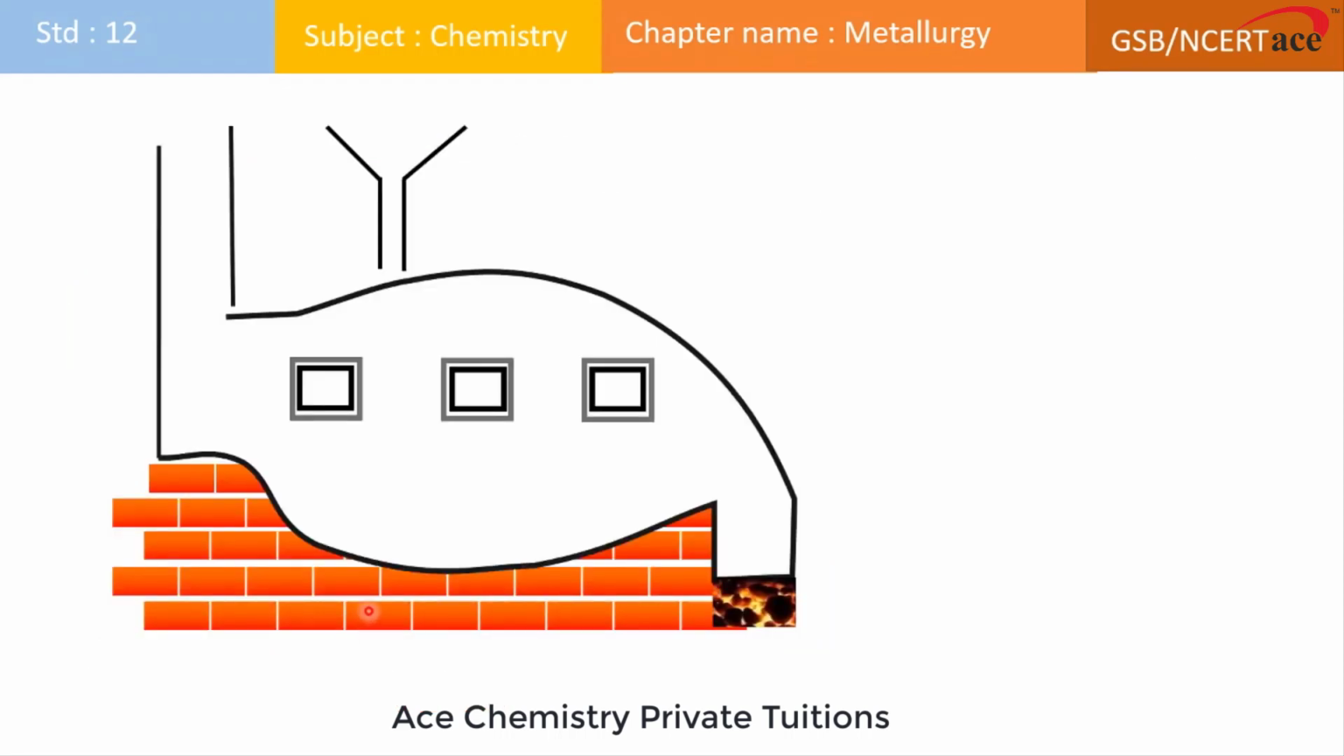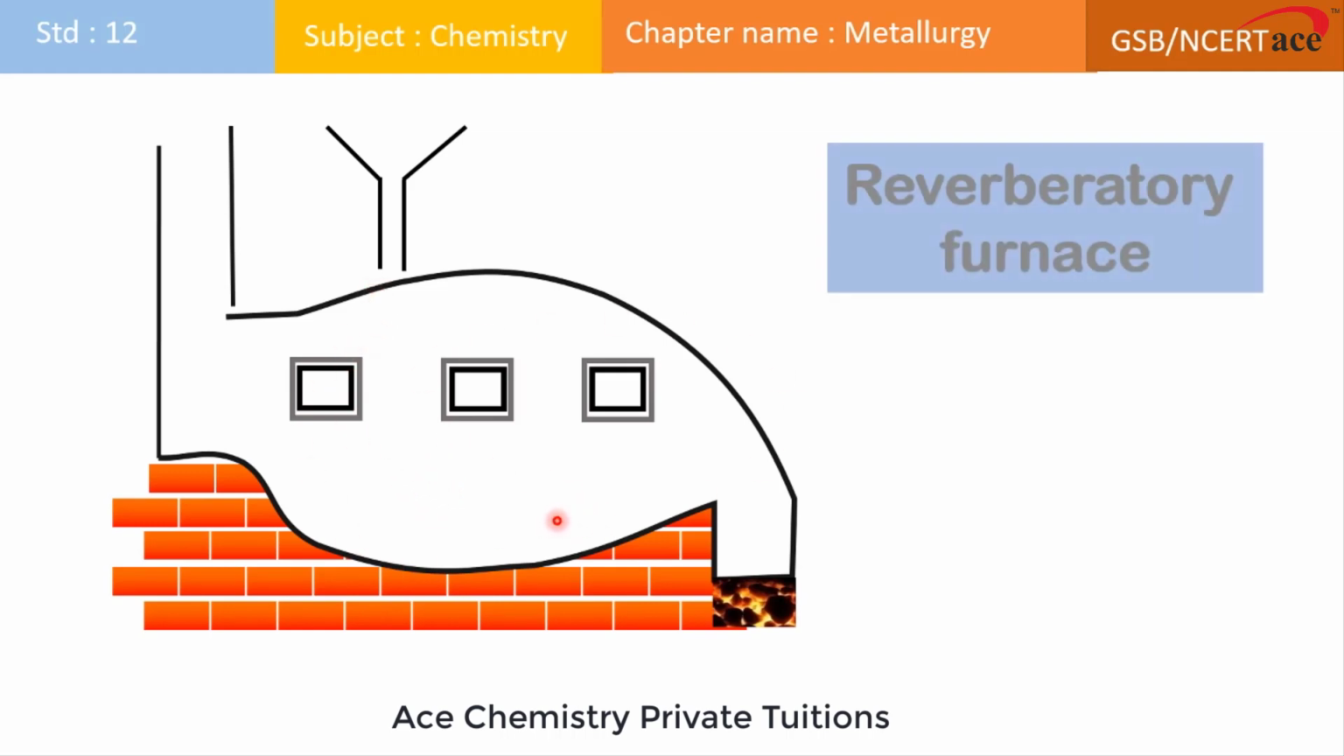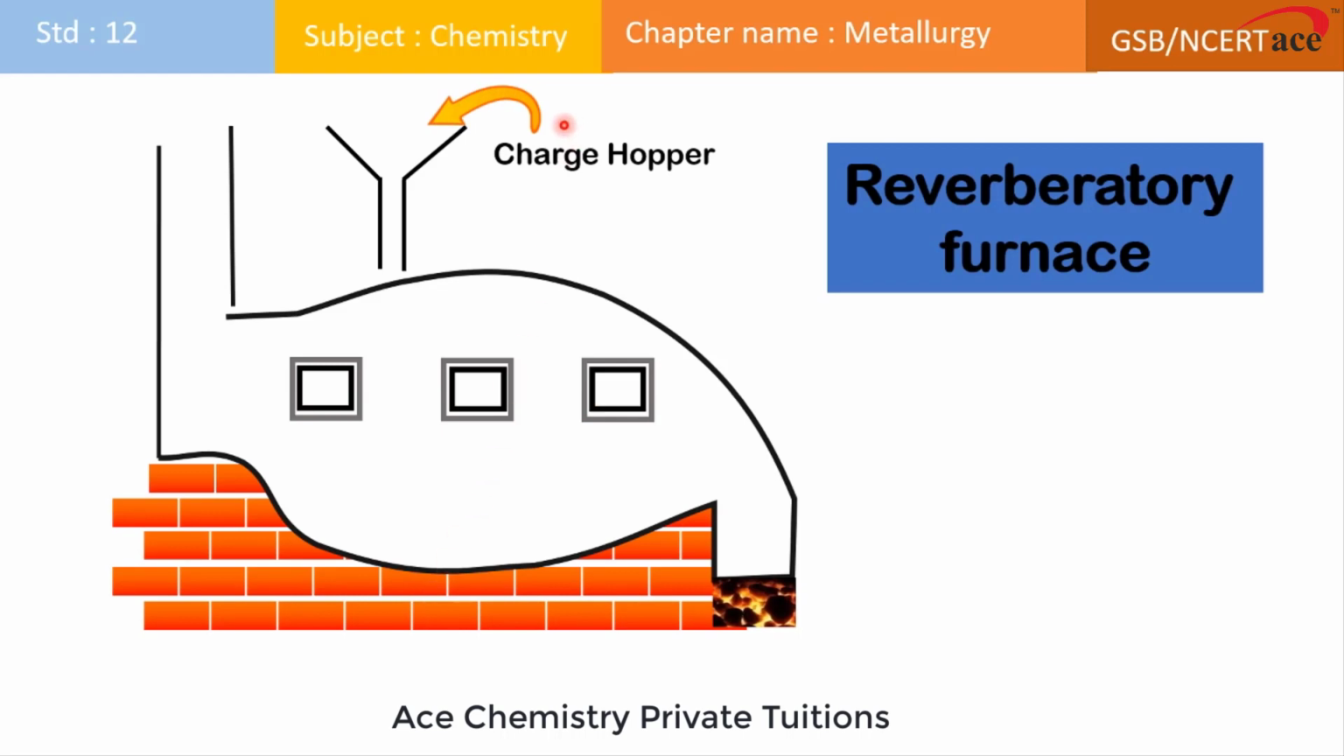For calcination and roasting, in both the extraction processes, the finely powdered form of the ore is heated in this furnace. Now, this furnace is referred to as what? Reverberatory furnace. If you look at the various parts of the reverberatory furnace, like the charge hopper, second, it consists of small window-like structures, which we refer to as what? Air vents. And this inner lining consists of silicon carbide brick.